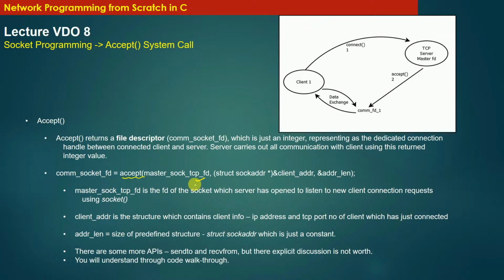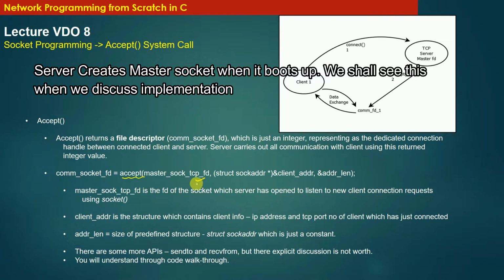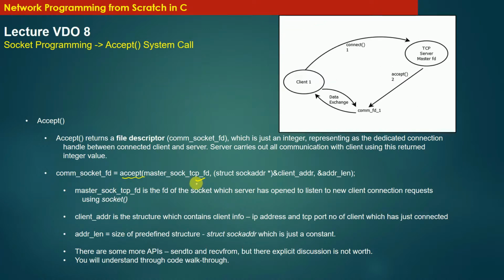For now, just assume that when the TCP server is started, the first thing the server has to do is to create a master socket TCP file descriptor. That file descriptor has to be passed as the first argument to the accept system call. So we will elaborate more on this later. For now, just understand the synopsis of the accept system call.